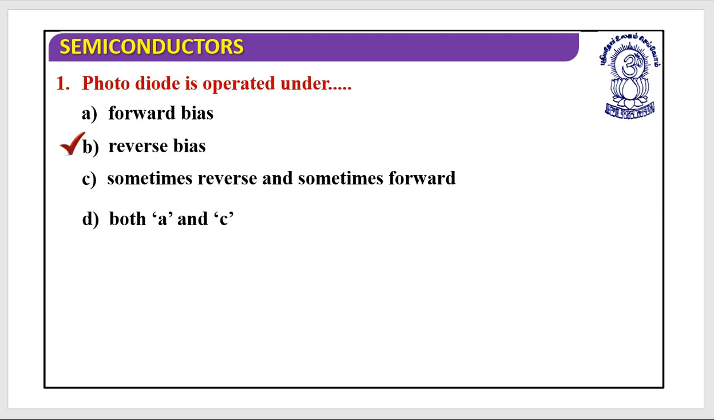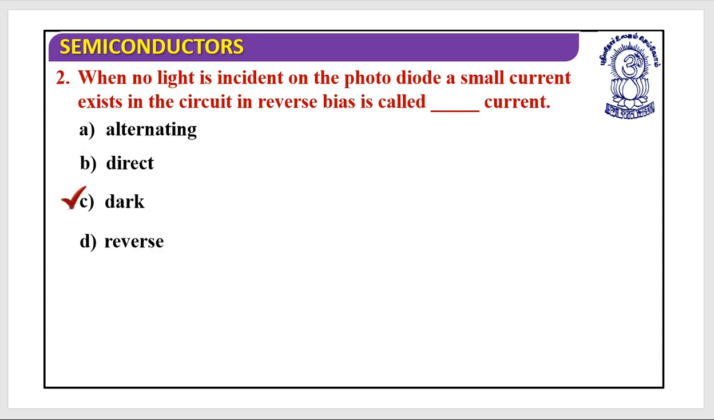Next, let's look at certain quick questions. A photodiode is operated under forward bias? No. Reverse bias? Yes. So a photodiode is operated under the reverse bias condition. Next question. When no light is incident on the photodiode, a small current exists in the circuit in reverse bias. That is what we call the dark current. Yes, this is the correct option. I hope this is clear.